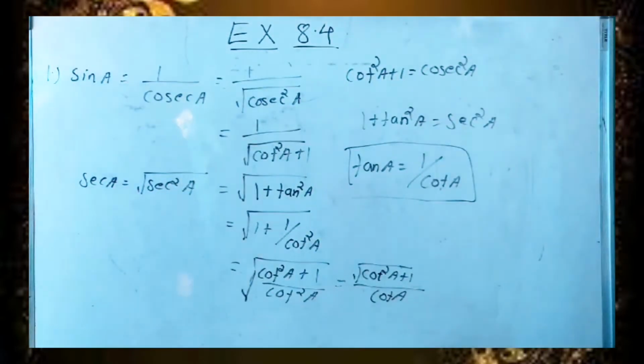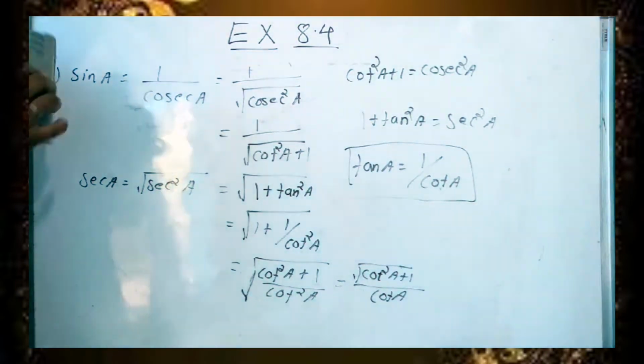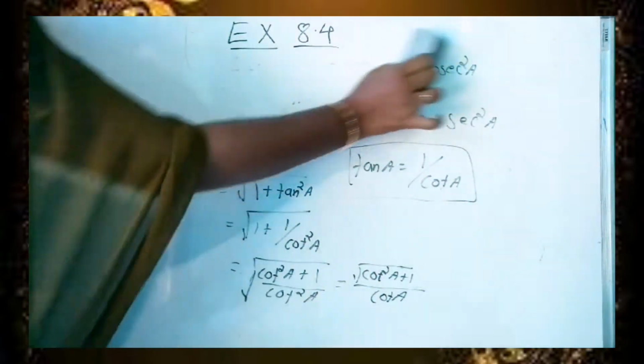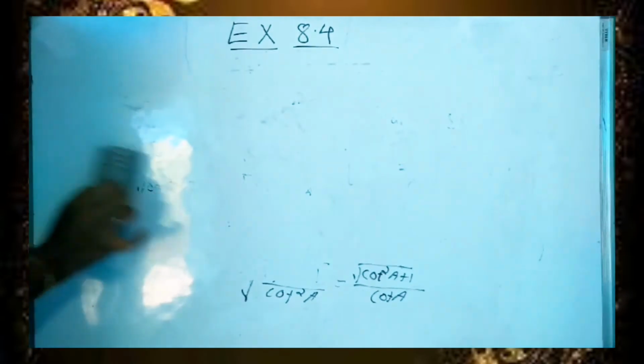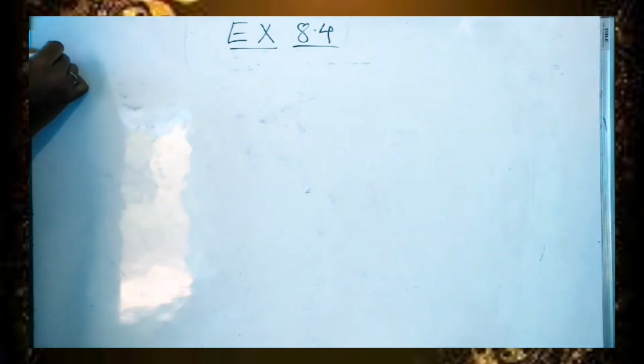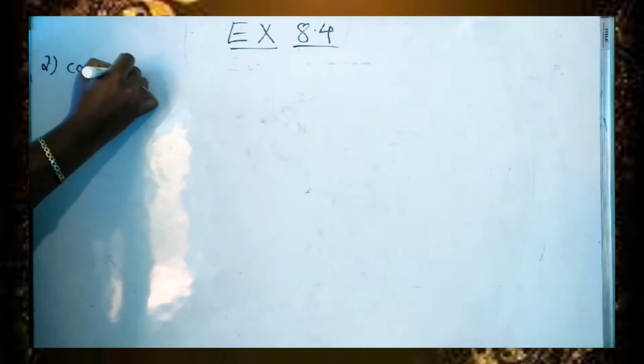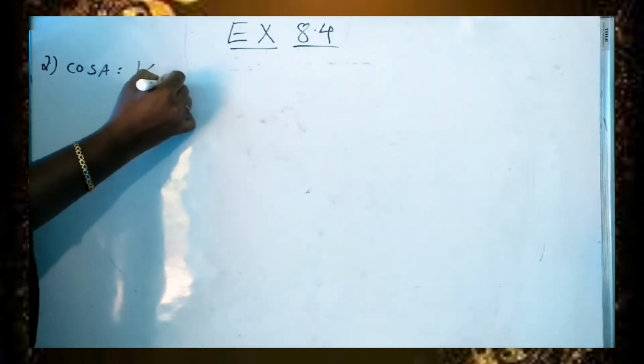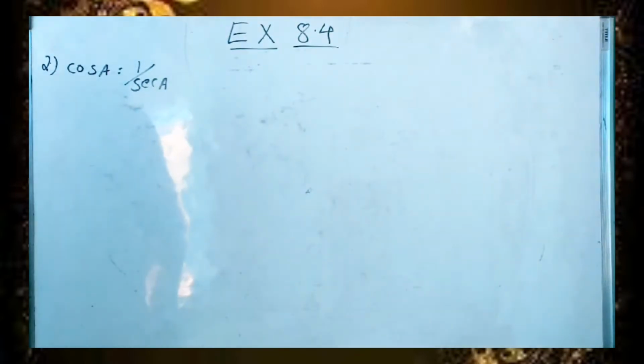Now in the second question, we need to express all 5 trigonometric ratios in terms of sec A. We know that cos A is equal to 1 by sec A.